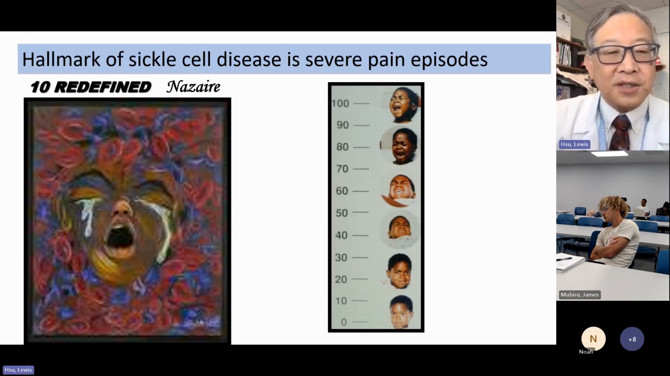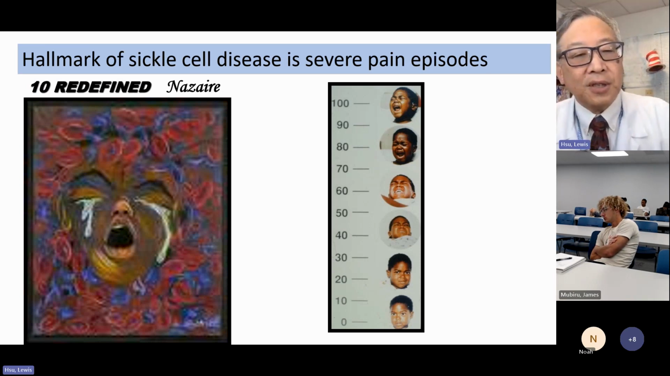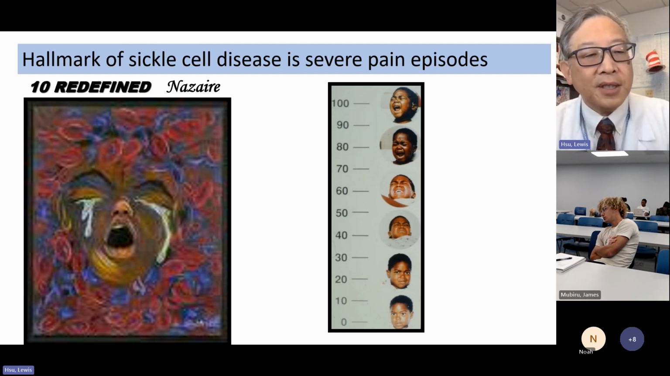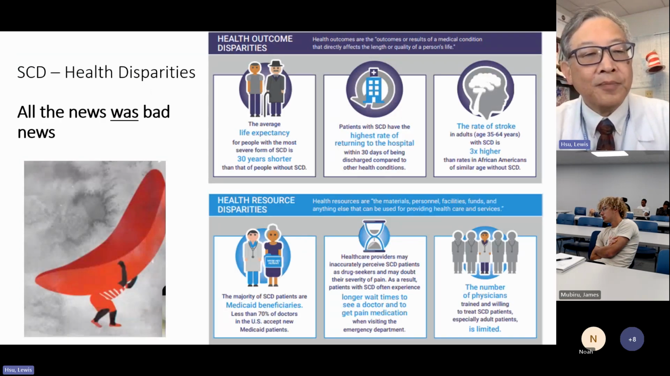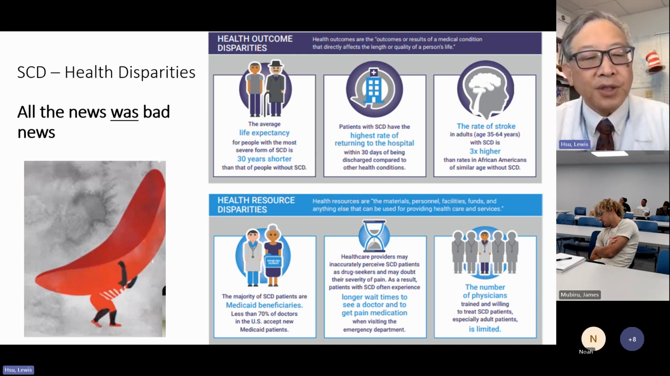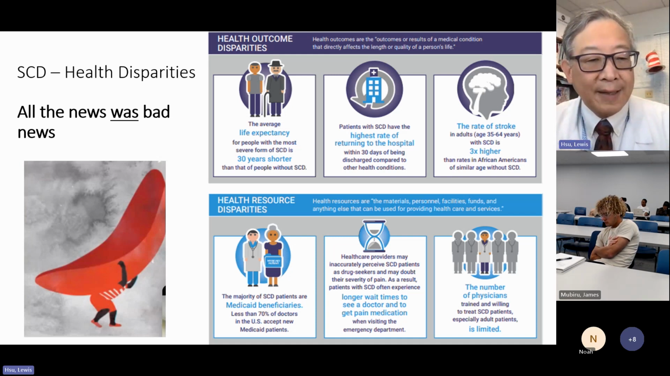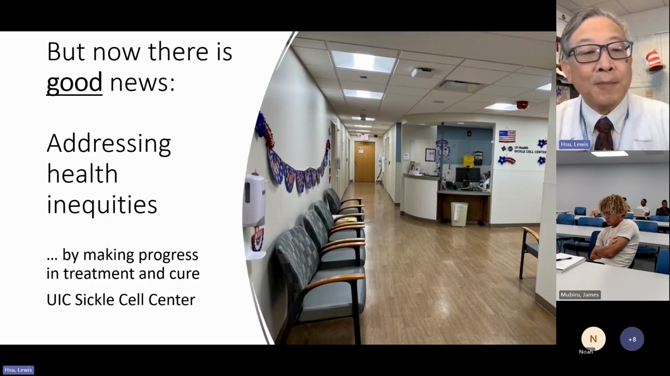But again, the hallmark of sickle cell disease is the severe pain episodes, and there's different ways to illustrate this. A 0 to 10 scale, a painting, or photos for children who can't express themselves very well. There's ways to depict also what the health issues are, and many of them are issues of burden of disease, that somebody's carrying a burden of chronic disease every day, like a gigantic boulder on their back, or that there's disparities in rates of stroke or life expectancy or medical expenses.